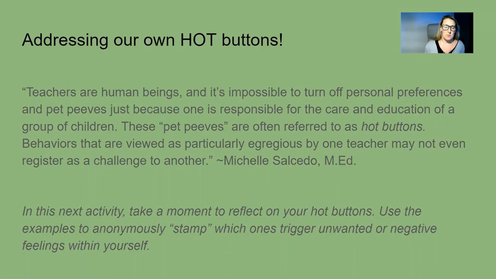So in this next activity, we're going to take a moment to reflect on your hot buttons. We're going to use the examples that I'm going to show you on the next slide. There's quite a few of them. I'm going to flip through them one at a time, and once it's all full, then we'll start. We're going to anonymously stamp which ones trigger unwanted or negative feelings within yourself, okay? The other point to this is to show that maybe you're not alone, or that a behavior that triggers an unwanted feeling within you might not trigger another educator.